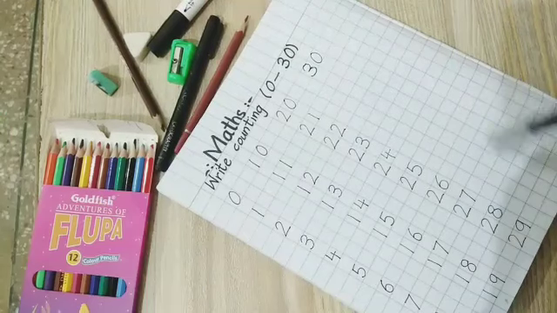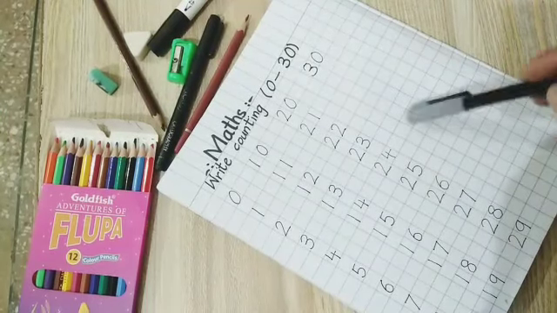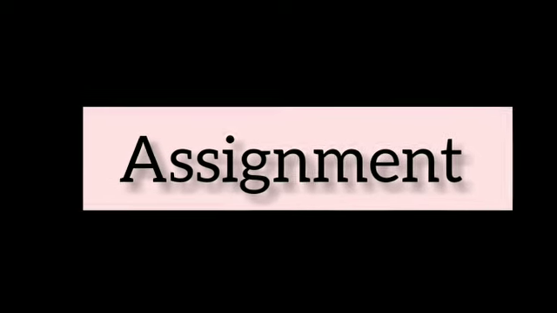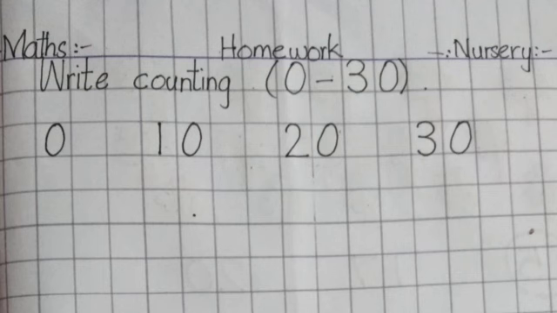I hope you have done this work with me. Here is an assignment for you. You also have to write the counting from 0 to 30 in your notebooks. Will you please tell me which number are these? 0, 10, 20, 30. Very nice. I think that you can do it now.